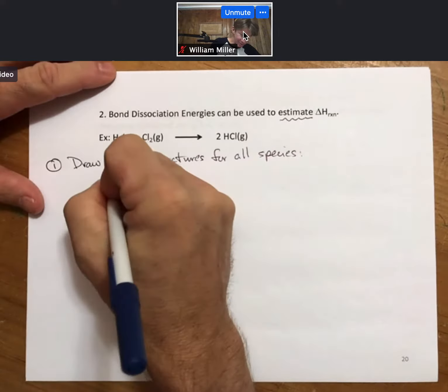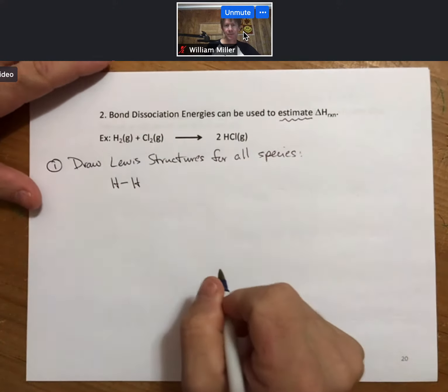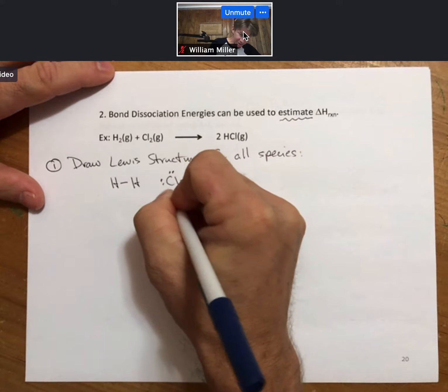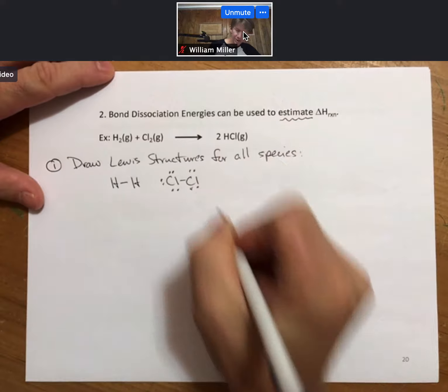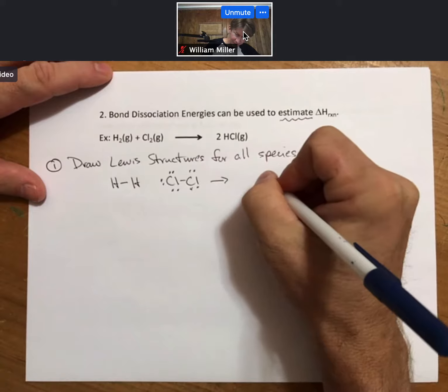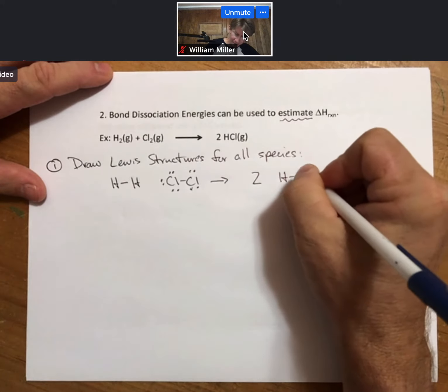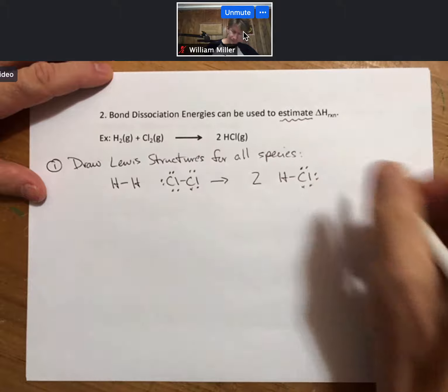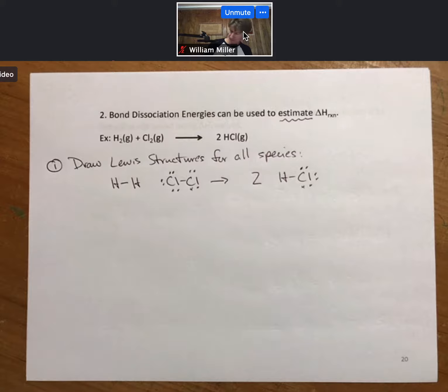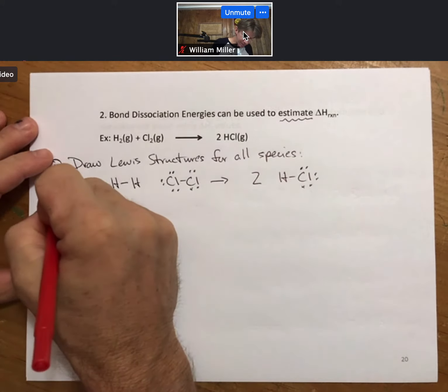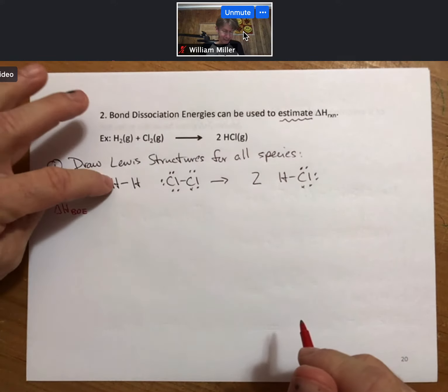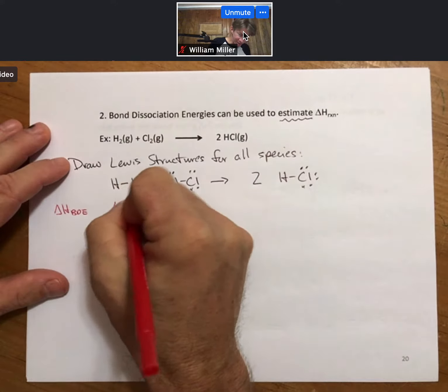And this is a simple example. It goes like this. Here's hydrogen. Here's chlorine. These are Lewis structures, so you must draw all electrons for them. And then here's 2 moles of HCl. Now, for each type of bond, look at your list and do your delta H BDE. And H, as we said, is 436.